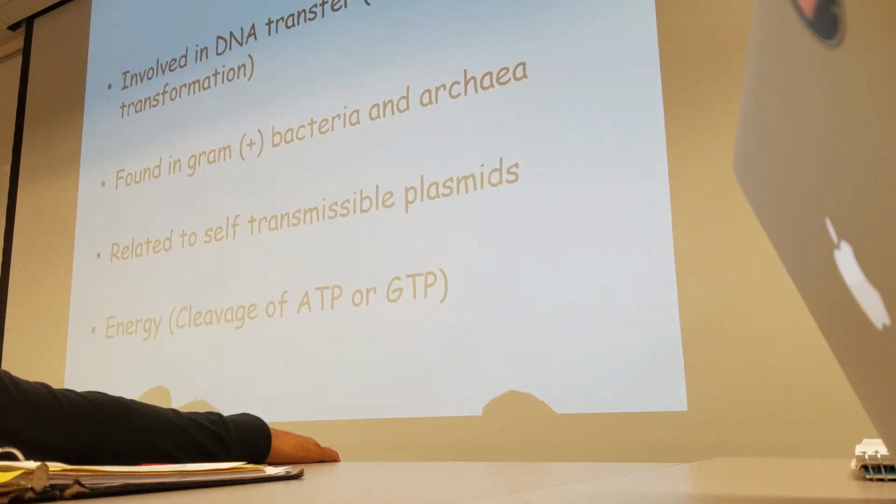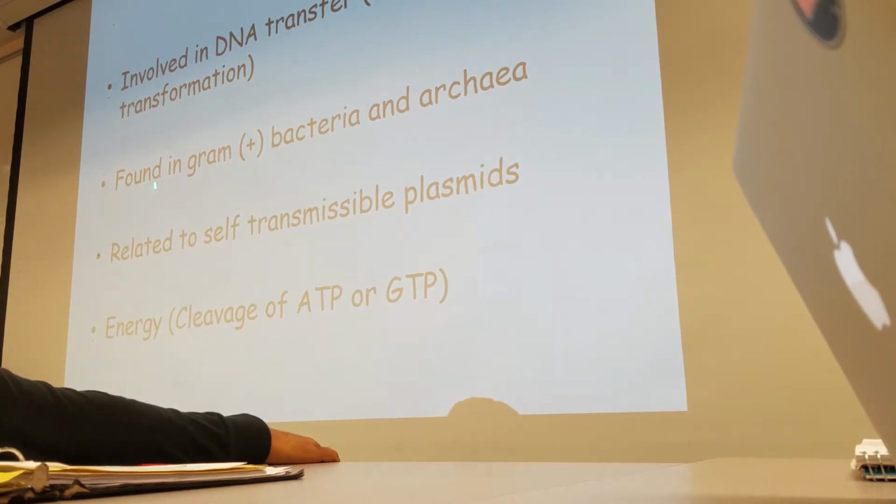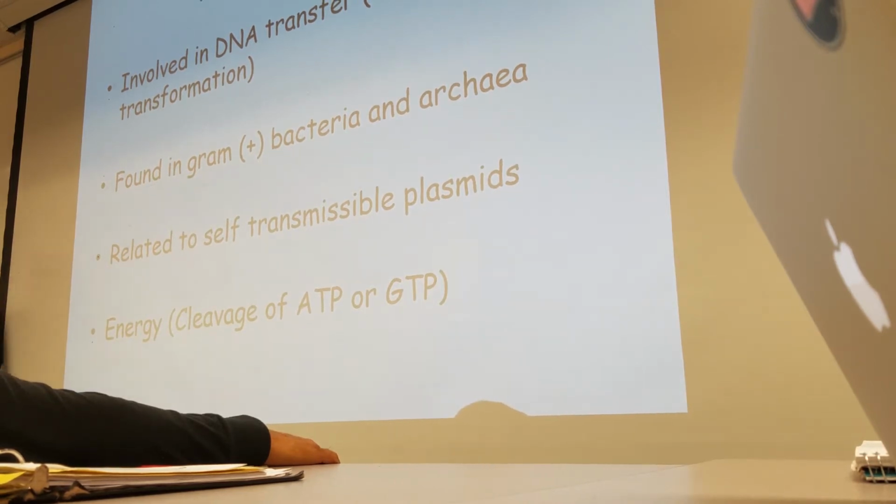All right. The other kind, type 4 now, is involved in DNA transfer. So this is conjugation, right? So you have your conjugation pili. These are also found in gram-positive bacteria and archaea. And when you look at the way these are set up, it's actually related to the plasmids. You guys remember, like eons ago, the lecture on self-transmissible plasmids. Remember, those are the plasmids that can actually help move themselves to a new host cell.